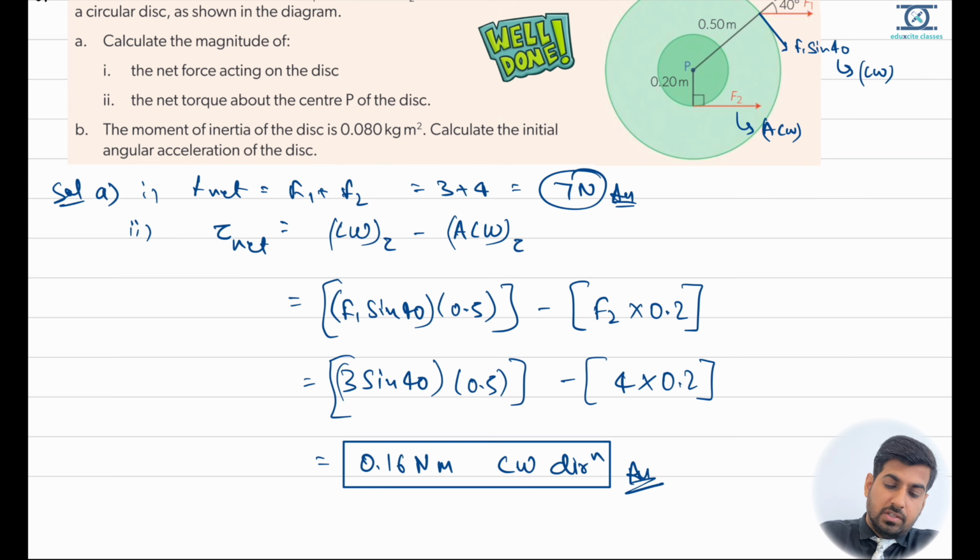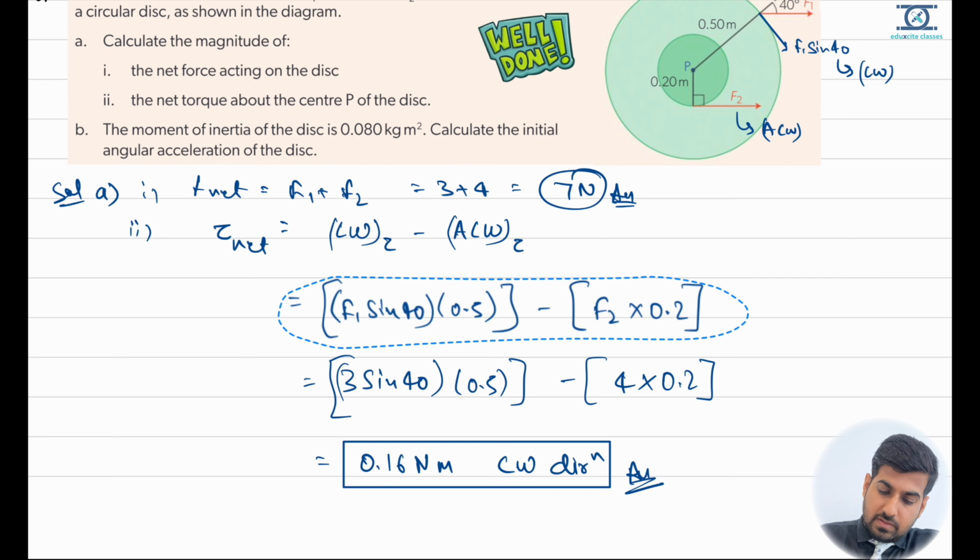Now the moment of inertia of the disk is this. Calculate the initial angular acceleration of the disk. Now let me make some space.